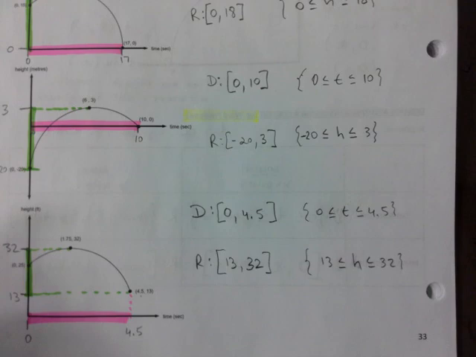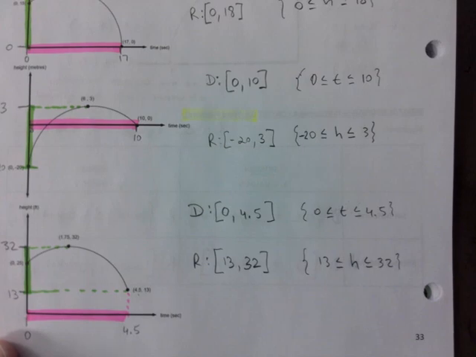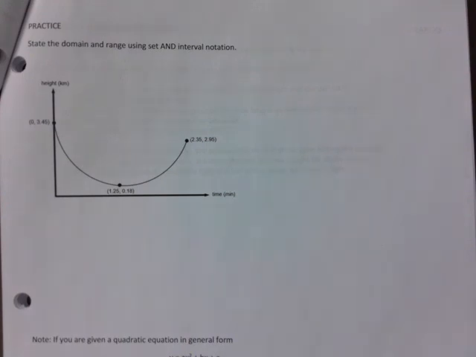All right. One more on that on page 34. Can you do that one? Both interval and set all by yourselves. Pretend like this is an AC first thing tomorrow. Can you do it? I think you can.